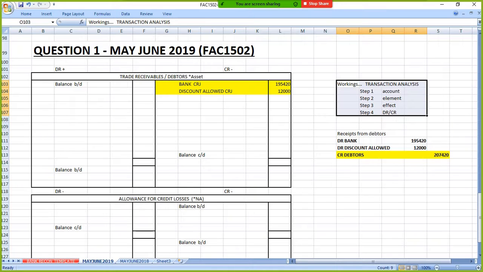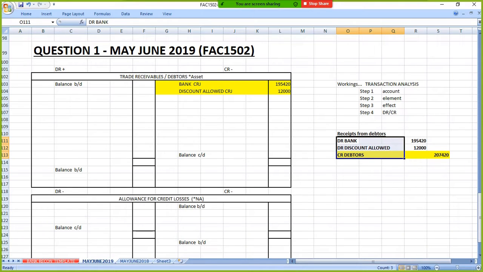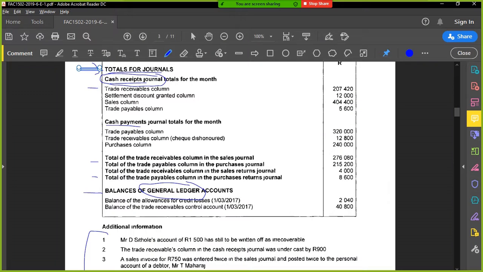That's why workings are so important. I know how to account for receipts from my debtors. I have to do that. The working is the answer. Debit your debtors, credit your debtors, with the bank and the discount allowed. Make sense? Yes. Okay, go back to the question.